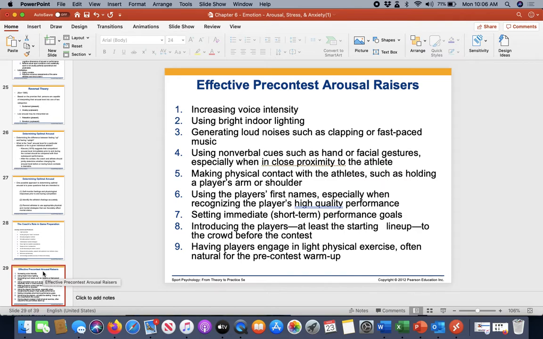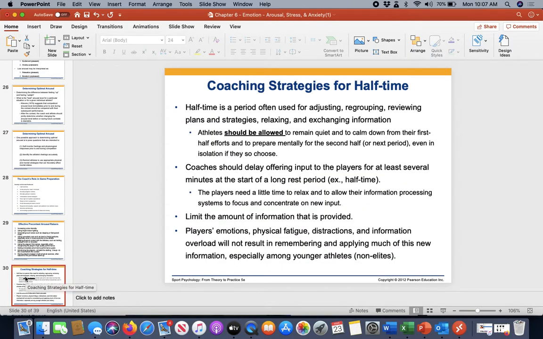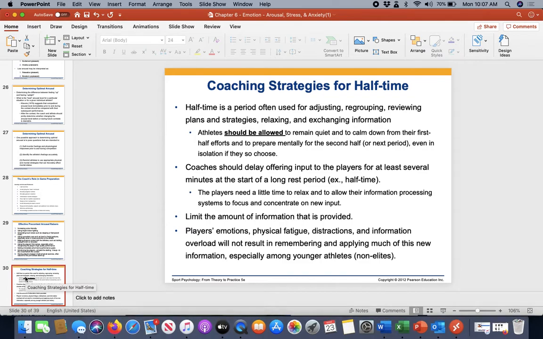Sometimes having starting lineup announcements can be really good, because it gets players in that moment where they're pumped up, but not overly pumped up. And then, like it says here, there's that light physical exercise again. At halftime, it should be about adjusting, regrouping, reviewing, relaxing, and then exchanging information. It should not be one-sided.